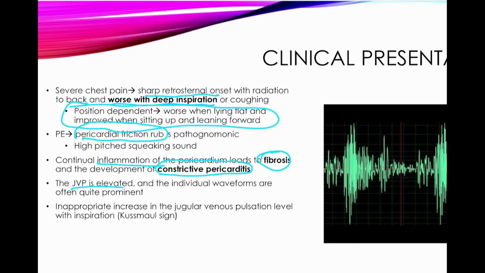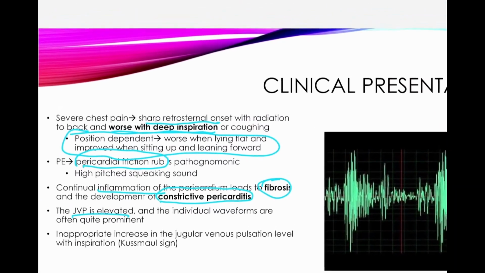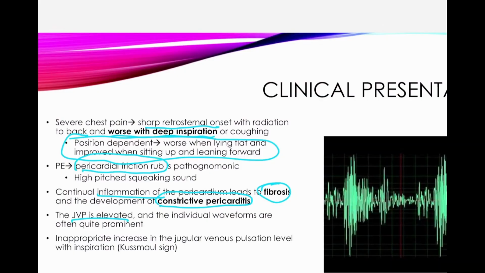JVP is going to be elevated because the heart can't fill very well. If the heart can't fill, where are you going to back up? Into your IVC, SVC, because the heart can't fill properly, so everything gets backed up. The lungs, the body, so your JVP goes up with pericarditis.